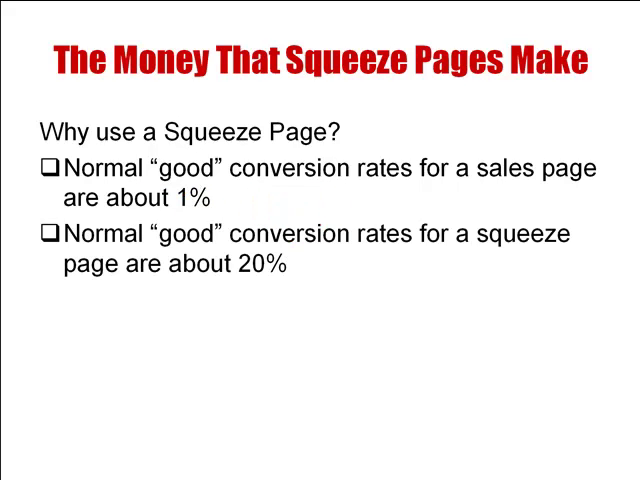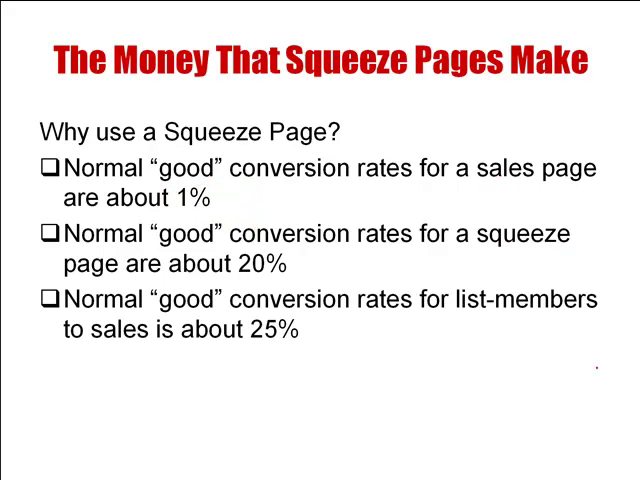Normal good conversion rates for a squeeze page are about 20%. Right? So notice the difference here. Squeeze page, 20%, sales page, right here, 1%, right? Okay, big difference there. Here's what's really cool. The normal good conversion rate for a list member, in other words, somebody who's already opted into your squeeze page, to your sales page is about 25%.